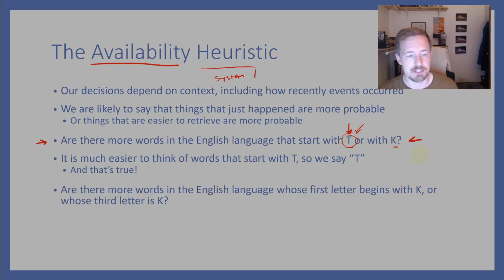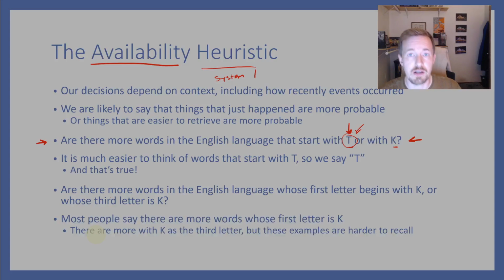Now, same question. Are there more words in the English language whose first letter is K or whose third letter is K? Think about that for a second. Which one do you think there are more of: where the first letter is K, or where the third letter is K?